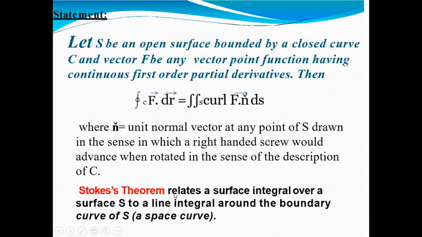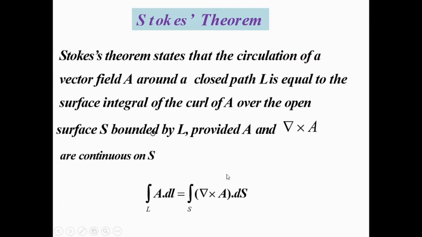Stokes theorem relates a surface integral over a surface S to a line integral around the boundary curve of S. In the mathematical form, the line integral of any vector can be expressed in terms of a surface integral by using curl. So this is the relation between curl and line integral. The line integral of any vector can be changed into a surface integral using curl or cross product.